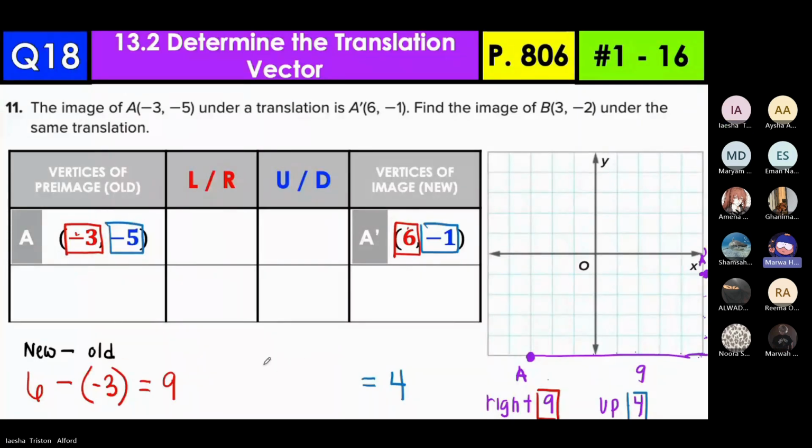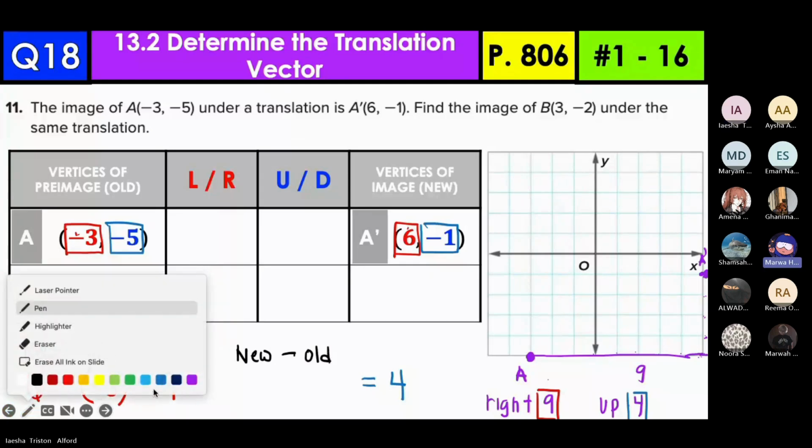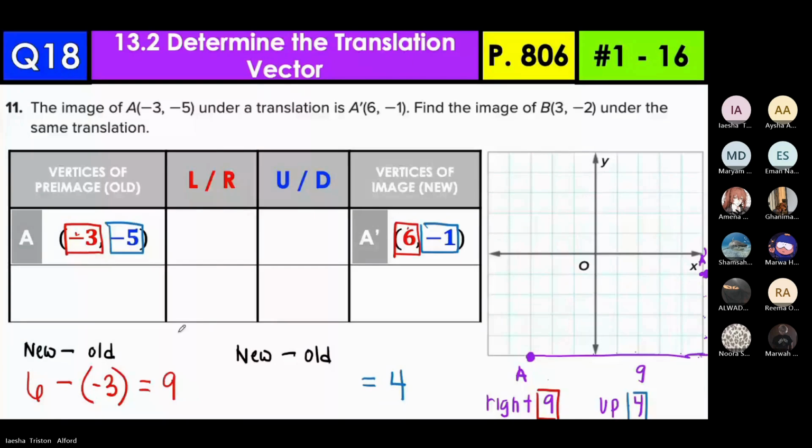Oh. So if I want to get positive 4, the new, subtract the old. What's the new one? Okay, that. The new y is -1. Subtract -5. Did you get positive 4?